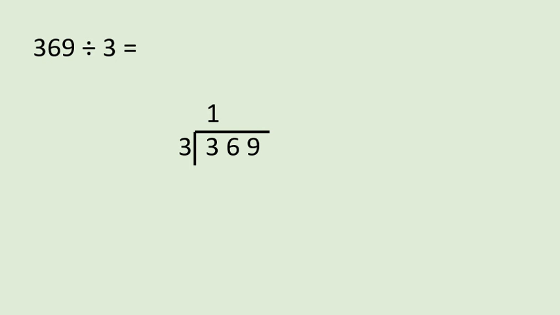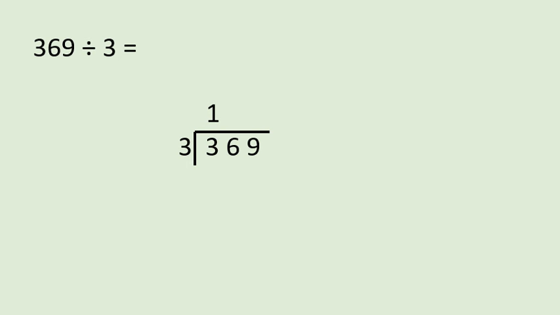When we are dividing using the bus stop, we need to think to ourselves, how many threes go into our first digit? And this time the number is 3. So how many threes go into 3? One lot of 3 goes into 3. So we will put 1 above the line.